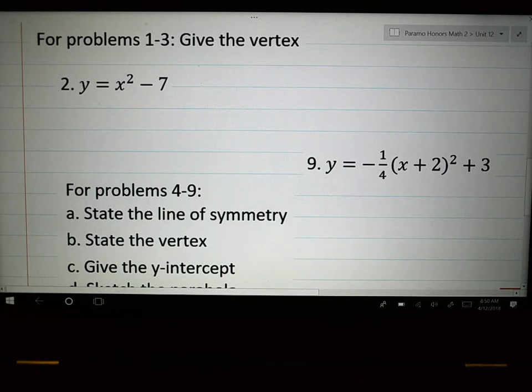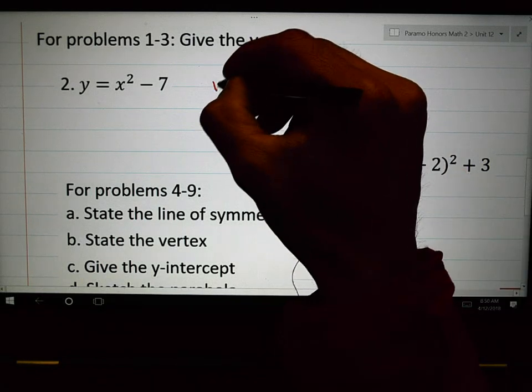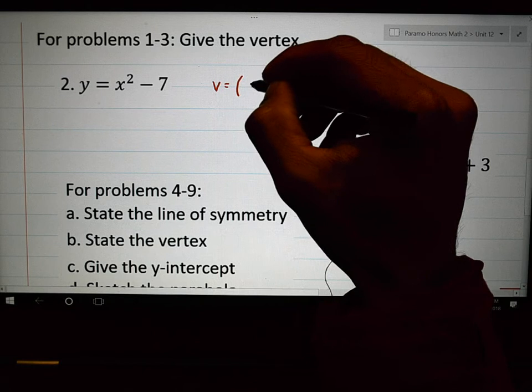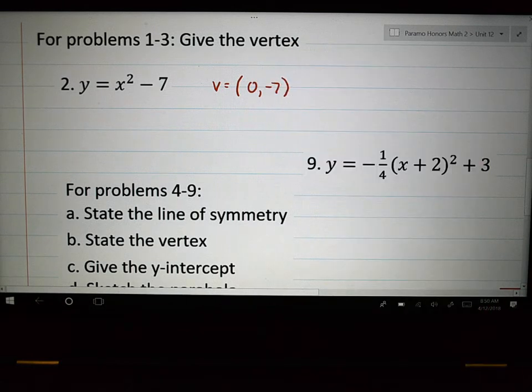Okay, first period, the discussions are getting smaller. So let me ask this. How many of you know that the vertex is at 0, negative 7? Raise your hand if you got that correct. That is not very many. What I'm looking at in first period is that I saw maybe 30% of my kids raise their hand.